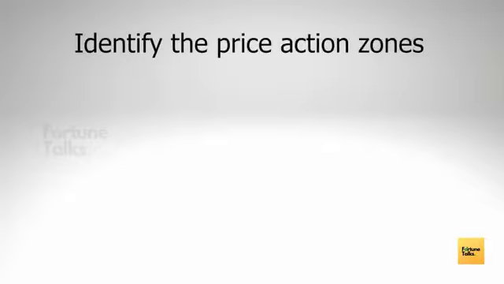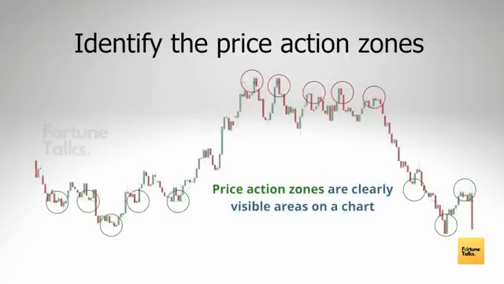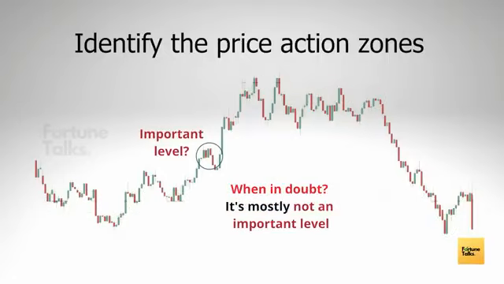Moving on to the second step, we have to identify the obvious price action zones. A price action zone can be described as sticky points on this chart. This is because the level sticks out or is easily visible to your naked eyes. So if the level sticks out, the level matters or it is a level of importance. But if you are doubting your eyes and asking if it is a level or not, then it's better to ignore it because it is not an important level.